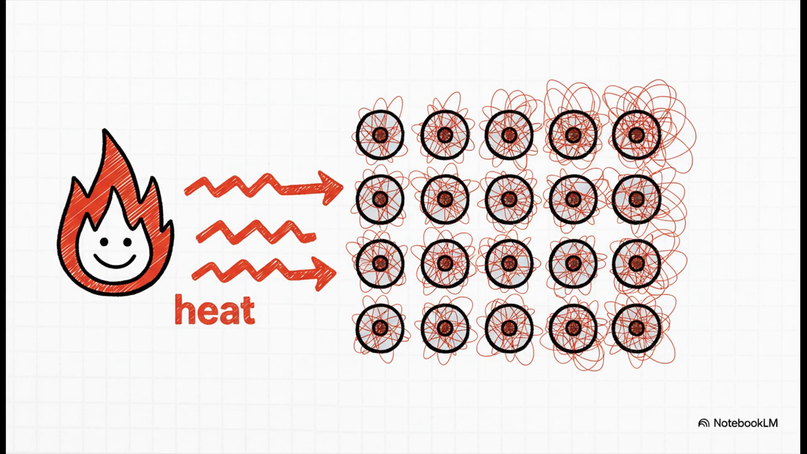Okay, now watch what happens when we add energy, specifically in the form of heat. It's exactly like turning up the music for that crowd of people. All of a sudden, everyone starts dancing with way more energy. The atoms, they just soak up that heat, and their vibrations become so much more intense.